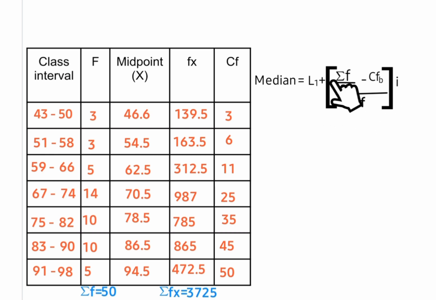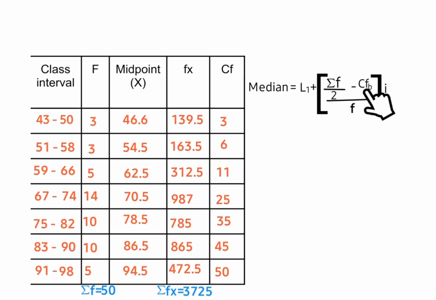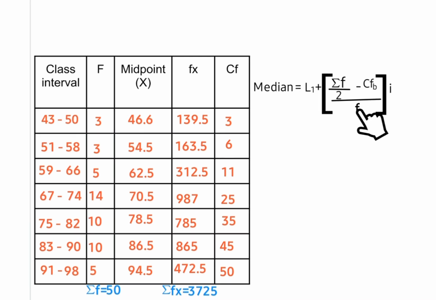Here is the formula to calculate the median of our group data. L1 stands for the lower boundary of the median class, and summation f over 2: we already know the value of summation f, so we basically divide by 2. F is the cumulative frequency before the median class, f simply means the frequency of the median class, and i means the class width.